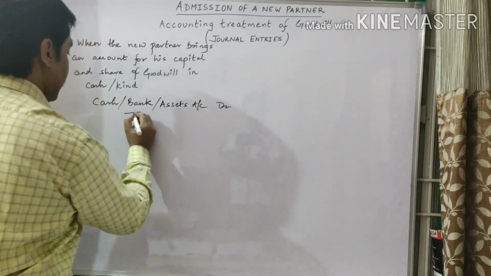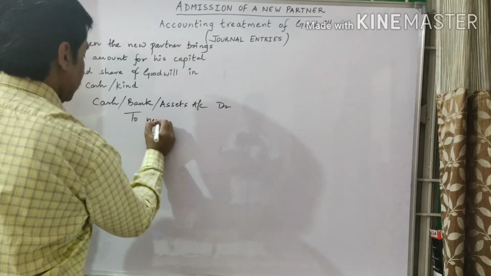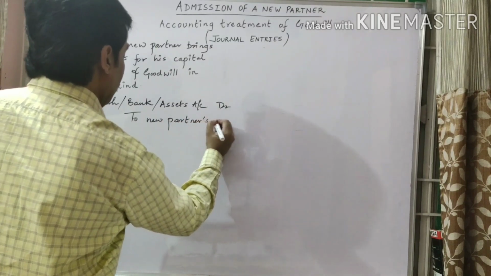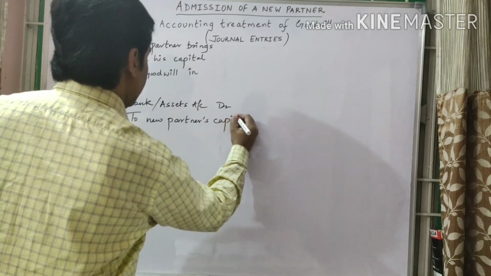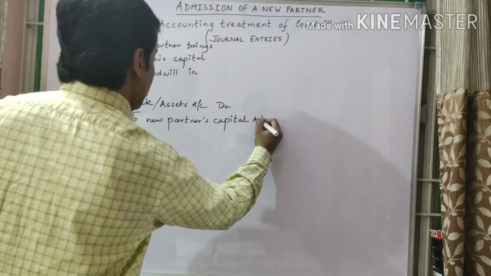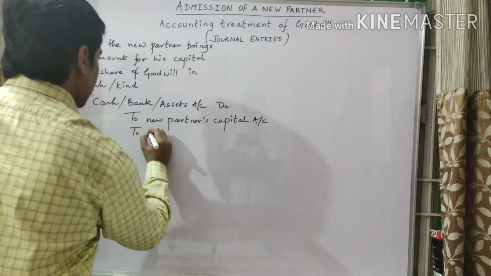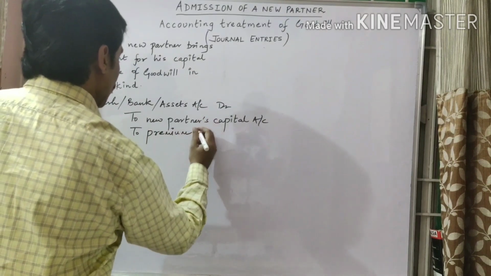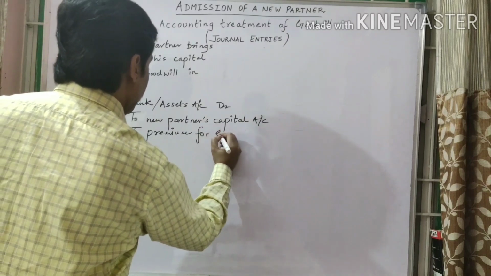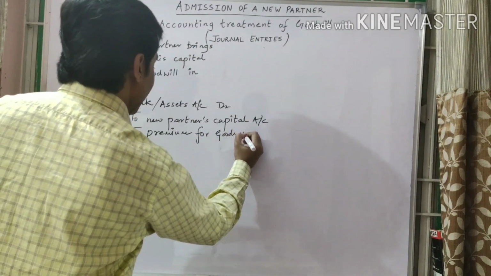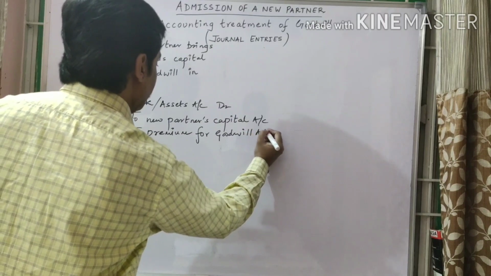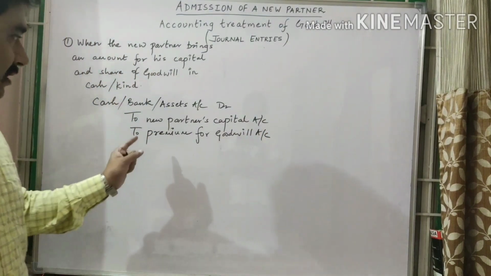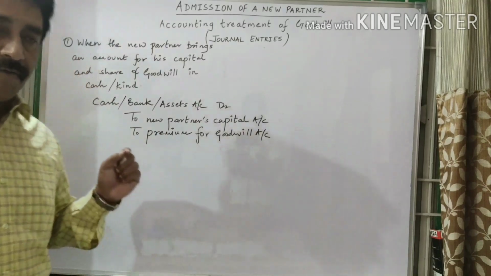This is the journal entry that is required at the time of bringing an amount for capital and premium for goodwill. What is premium for goodwill? I just told you that premium for goodwill is the share of goodwill which the new partner brings. So this is the entry for bringing the new partner's capital and his share of goodwill.